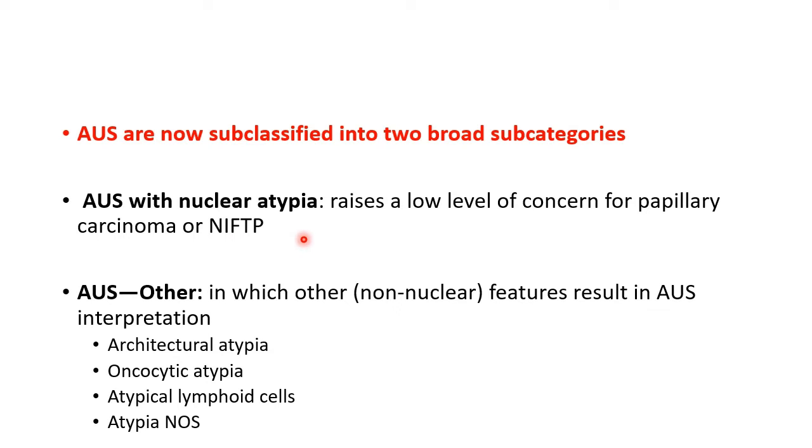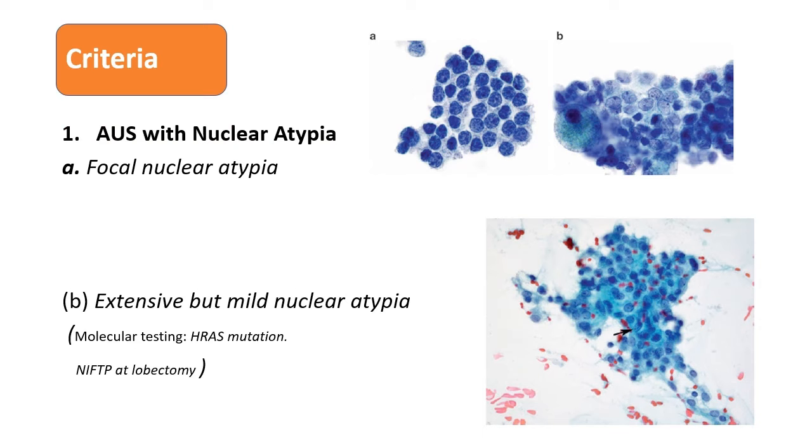AUS with nuclear atypia is given in cases which raise a low level of concern for papillary carcinoma or NIFTP. And the second category is AUS other, in which other features which are non-nuclear result in AUS interpretation. And it again includes 4 subcategories, as I told: architectural atypia, oncocytic atypia, atypical lymphoid cells and atypia NOS. So what are the criteria for calling a sample as AUS?